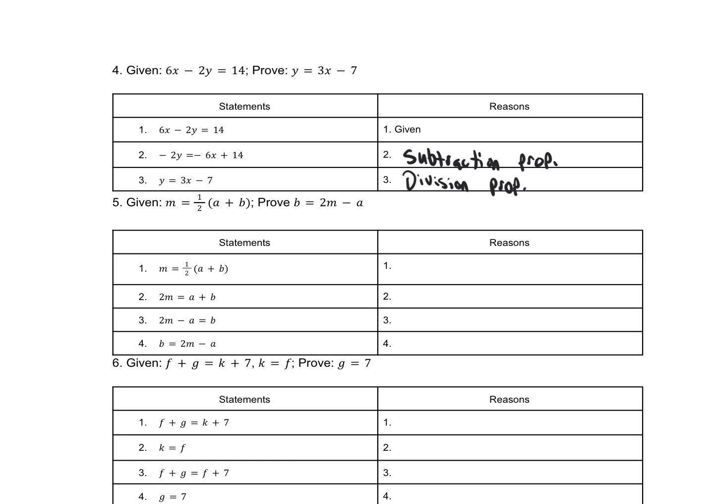Number 5, given that m equals 1/2 (a plus b), prove that b is equal to 2m minus a. So the first thing I have there is m equals 1/2 parentheses a plus b. Of course, the reason why that is there is that it is given.